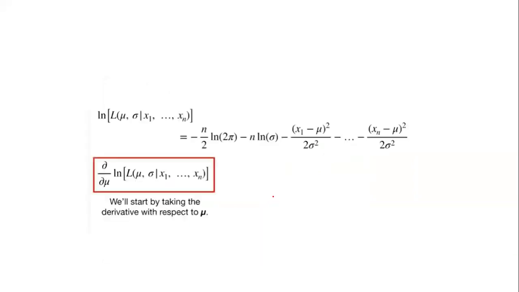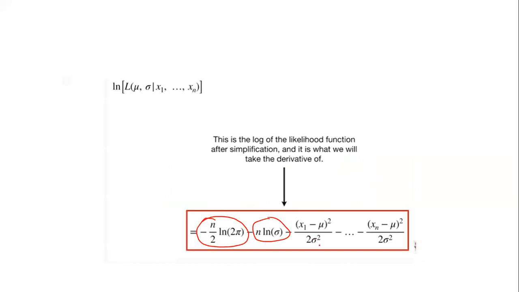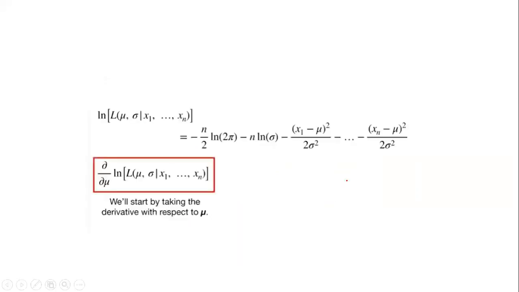And apart from that, you'll have only these terms separate for n times. Okay, x1 minus mu, minus x2 minus mu by 2 sigma square, and so on and so forth, minus xn minus mu the whole square divided by 2 sigma square. So this is the equation for which we are going to take the derivative. First, let us see how we can take the derivative of this equation with respect to mu.